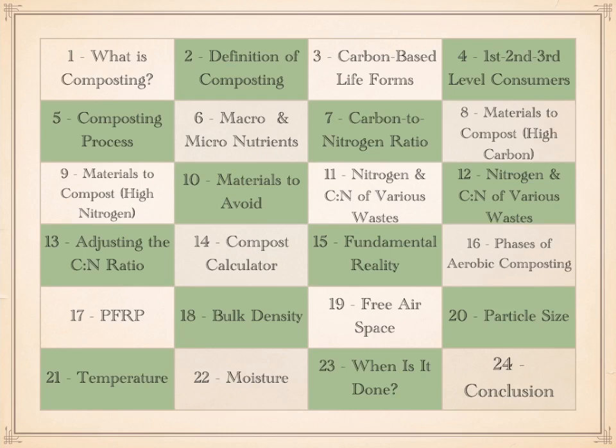The phases of aerobic composting are considered along with the PFRP, bulk density, FAS, particle size, temperature, and moisture. When is it done, of course, is also examined, as well as some concluding remarks.